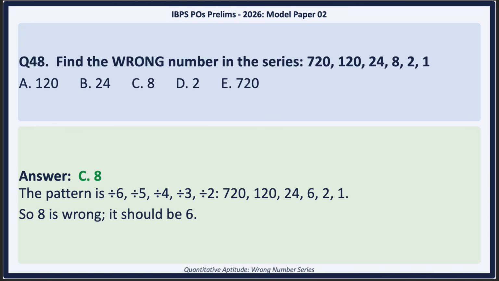Your brain should instantly flash a neon sign saying division. Don't even bother checking addition or subtraction. You're just hunting for denominators. 720 divided by 6 is 120. 120 divided by 5 is 24. So you can see the pattern of dividing by decreasing integers, so the next step should be 24 divided by 4, which is 6. Exactly. But the series lists an 8 instead of a 6, so 8 is your imposter. Got it. What about question 47?